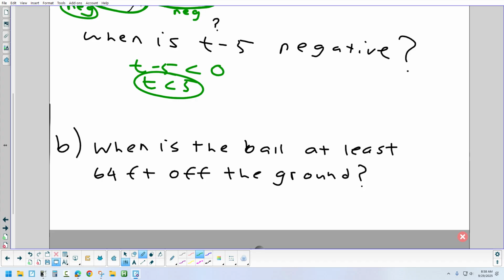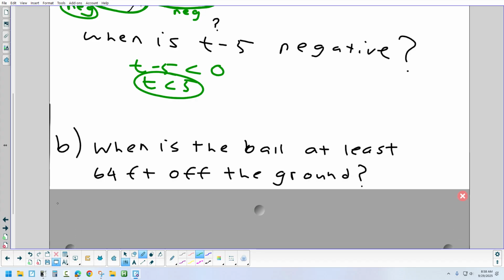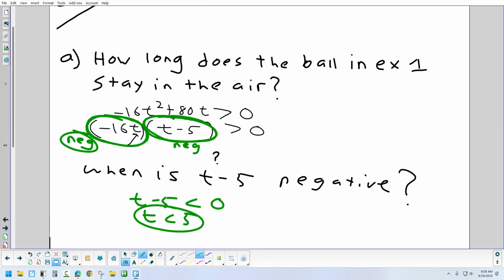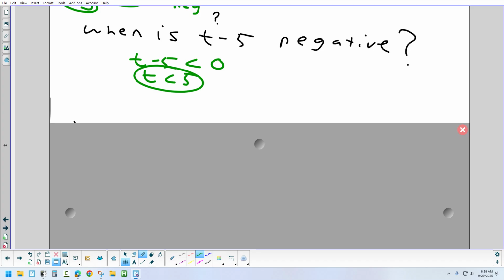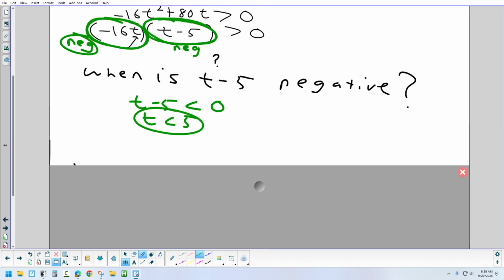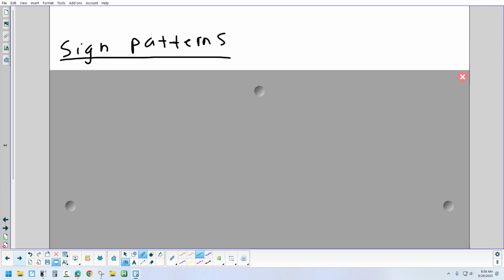Okay, and when is the ball at least 64 feet off the ground? We already did that graphically, so I'm not going to do it algebraically yet, because I want to show you something first. Okay. So the method that we're going to look at to solve these inequalities is going to depend on a lot of things like that. When is a factor negative, or when is a factor positive? Right. So the method we're going to look at is called a sign pattern.